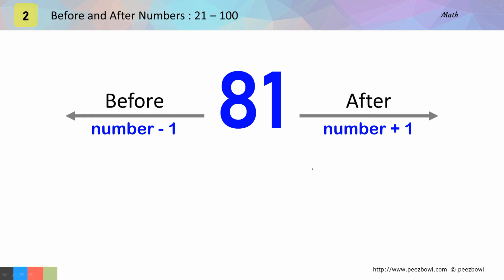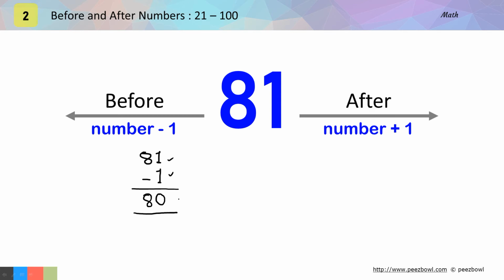Okay, first I will find out the before number. I will write 81 here, and as we need to subtract 1, so I will write 1 at the ones place here. Here I will place a minus sign. So in this case, at the ones place 1 minus 1 is 0, and at the tens place we will have 8. This number is 80.